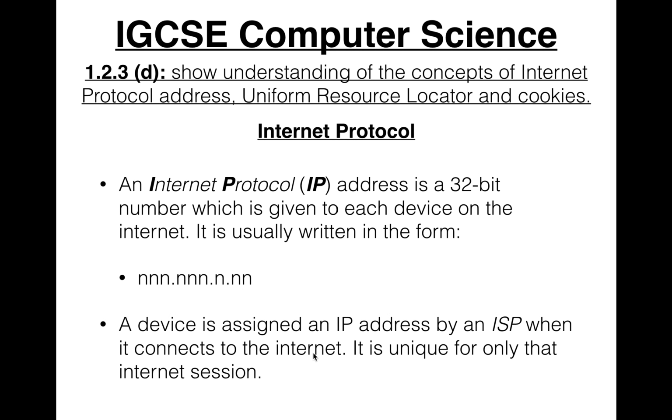A device is assigned an IP address by an ISP when it connects to the internet, and it's unique for only that internet session. An ISP is a company which provides a user with access to the internet, and then charges them a monthly fee. What they do is create a user account, which usually contains a username and password, like a Wi-Fi password, so people can get access.